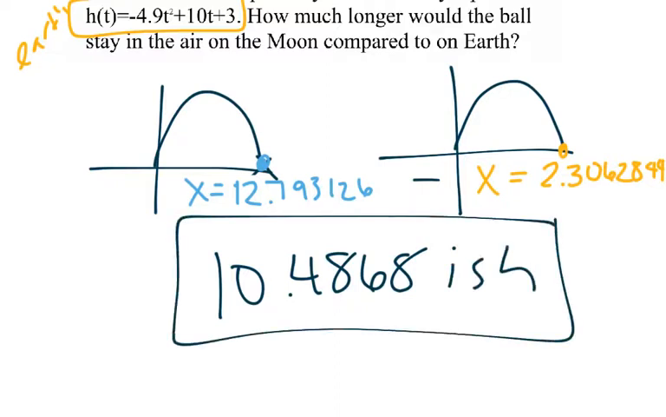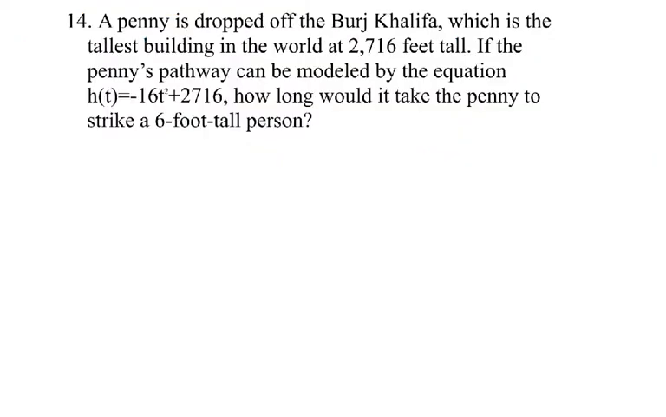Yeah, I think it's pretty easy. A penny is dropped off. I can't even say this building, but it's really beautiful and it's really big. It's the tallest building in the world at 2,716 feet. If the penny's pathway can be modeled by this equation, how long will it take to strike a 6-foot tall person? So we want the height of that equation to be 6 foot.